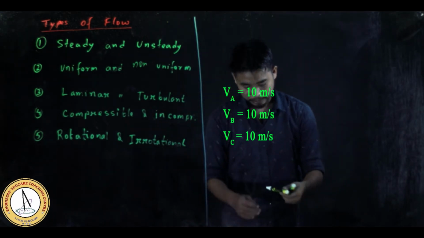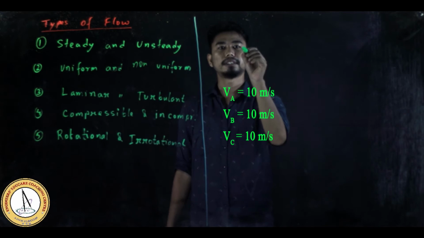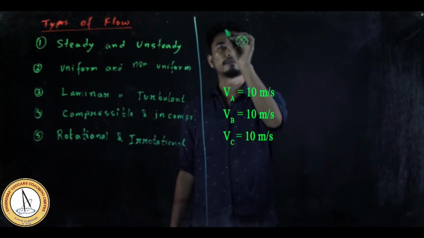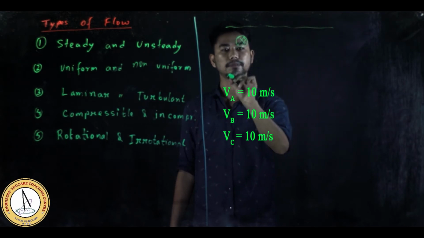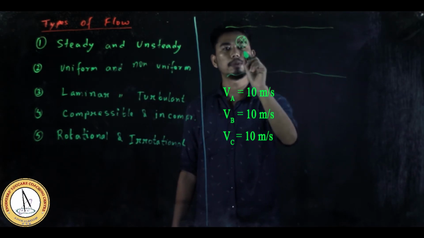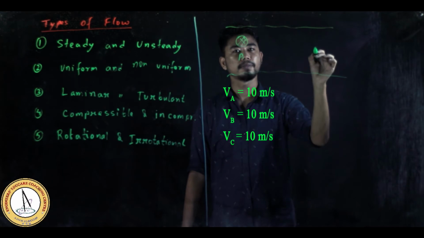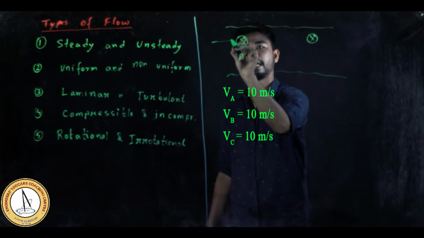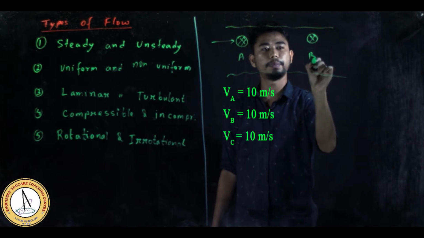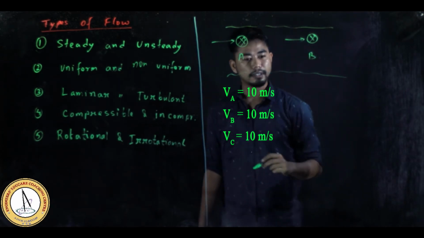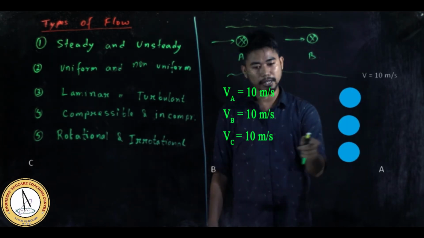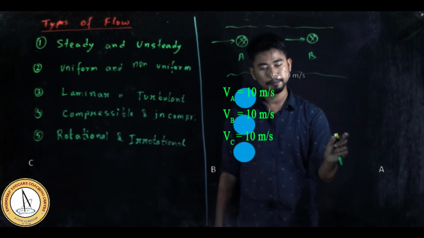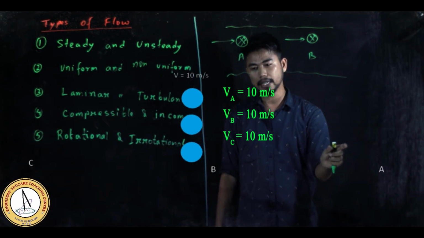Now let's say that I have one particle of fluid. Let's say this is our channel. This is the first particle at point A, and let's say I have one particle moving from point A through point B. Now this is illustrated in our animation also. In the animation you can see that at point A the velocity is 10 meters per second.